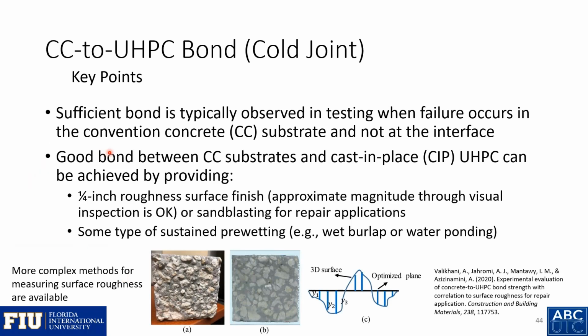In general, with the bond between conventional concrete and UHPC, a sufficient bond is typically observed when the failure occurs in the conventional concrete substrate. So when you're doing any of these bond tests, that's typically what you want to see. And we can generally get good bond between the conventional concrete substrate and the cast-in-place UHPC material when we provide either a 1/4 inch roughness surface finish or sandblasting for repair applications, and some type of sustained pre-wetting, like a wet burlap that's left on for 6+ hours, or some type of water ponding.